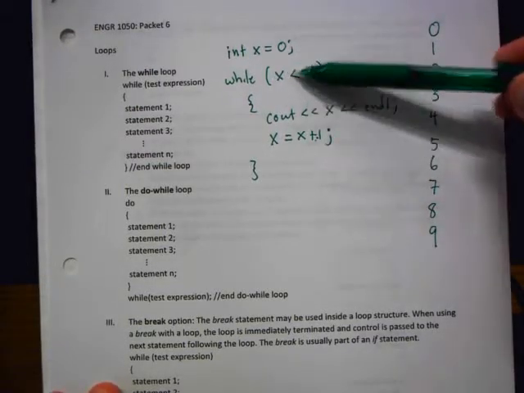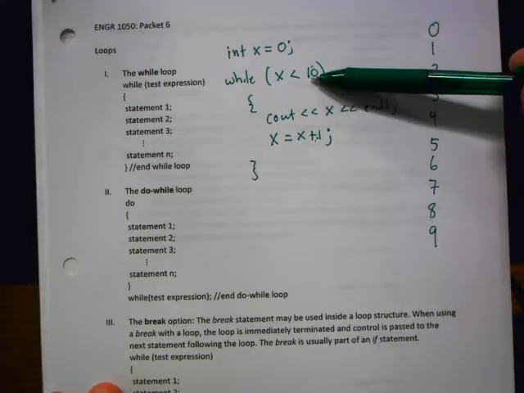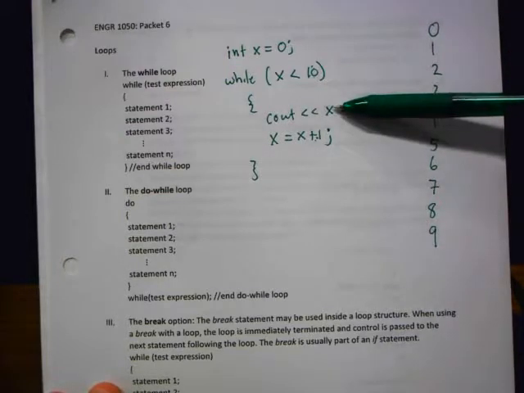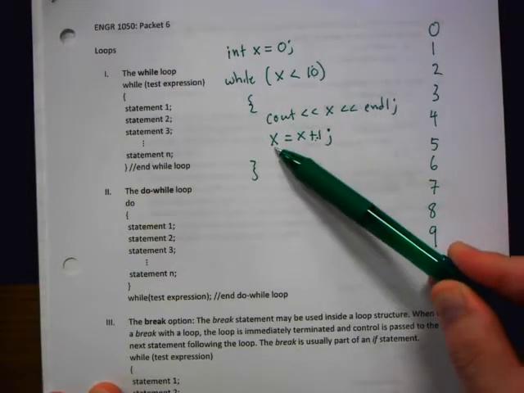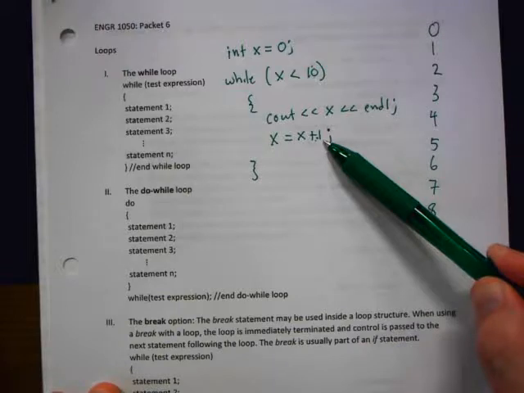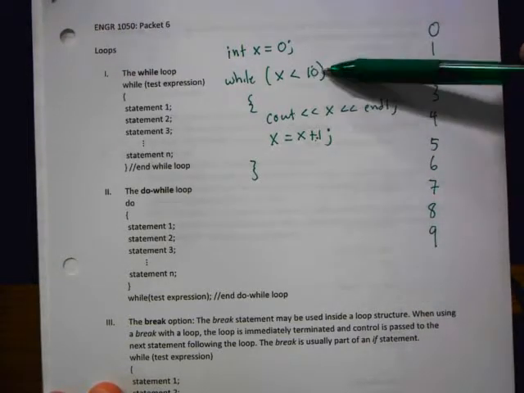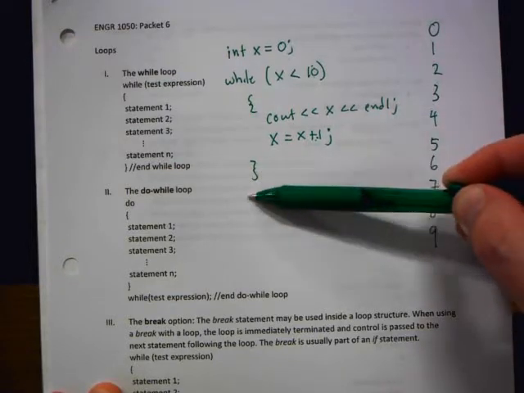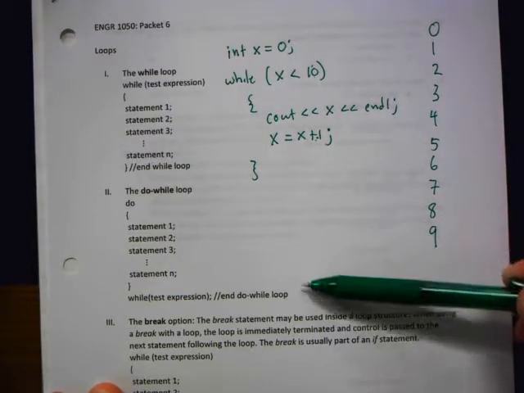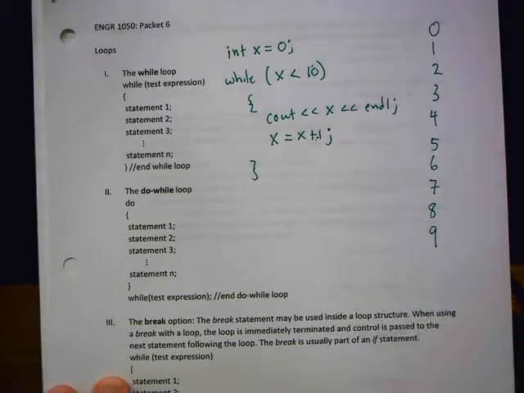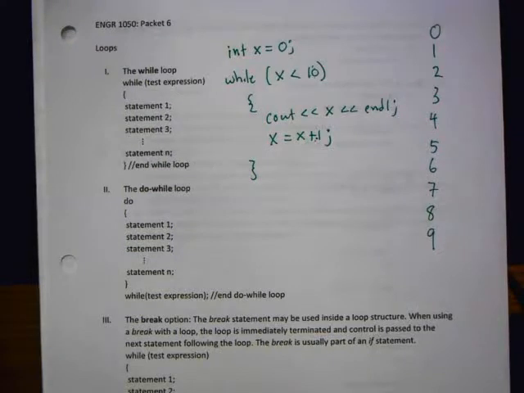Is 9 less than 10? Yes. So it's going to print 9, and then x is 9 plus 1, so x is now the number 10. It's going to come up here and say, is x less than 10? No. So then it jumps to the closing bracket and does whatever comes after it. It'll just jump out of the loop and keep going with whatever commands come next.